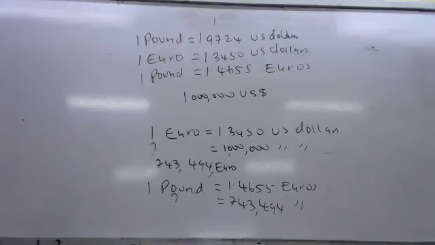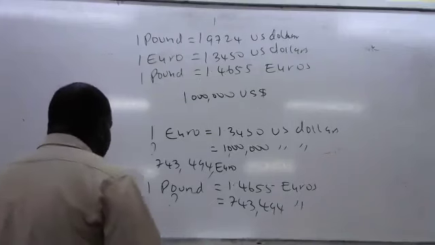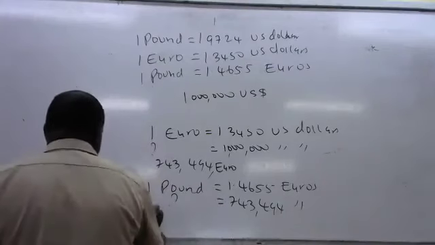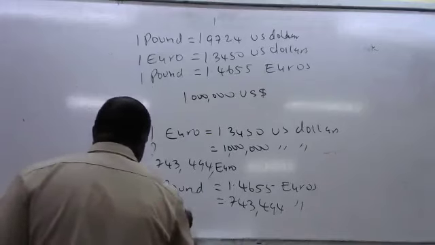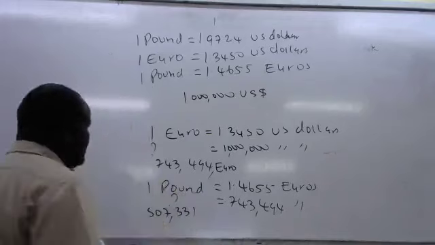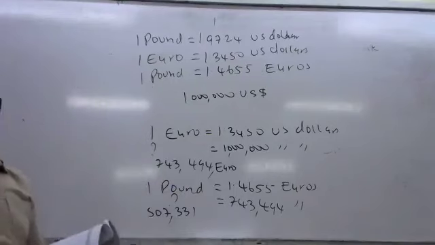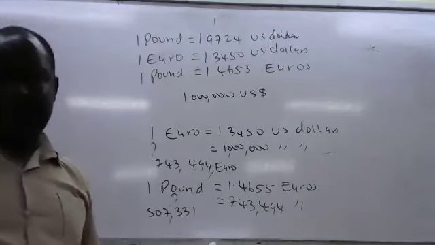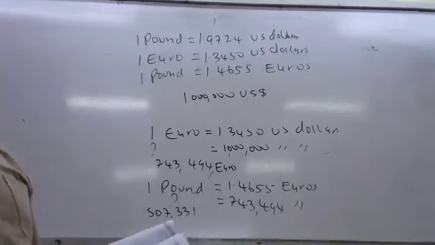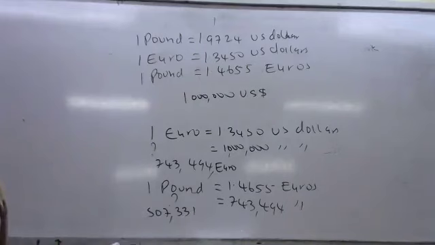507,331, like that. So now after that you get the last step. The last step is that finally you convert the pound to the dollars. So finally, step number 3: convert the pound to the dollars.